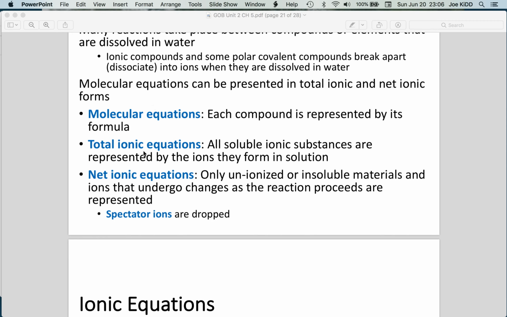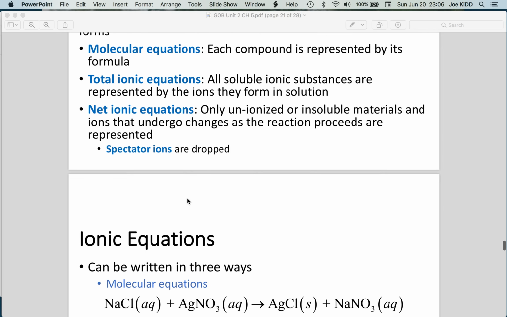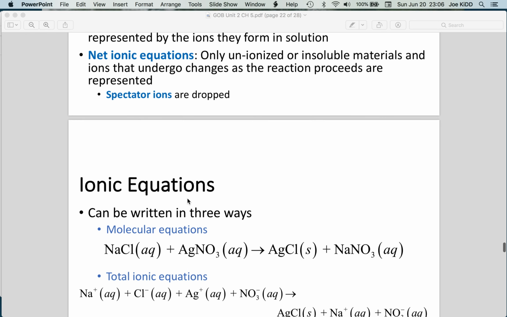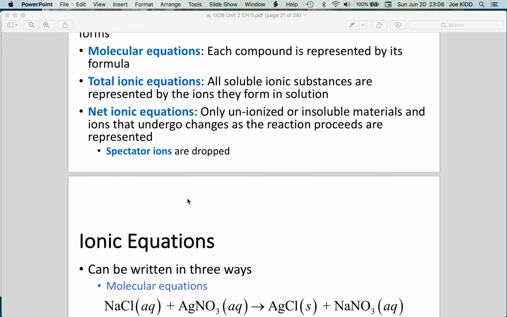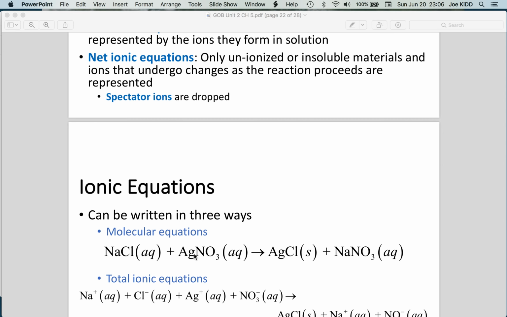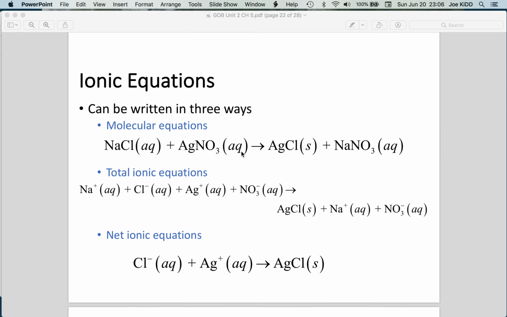The new ones that we're going to talk about are total ionic equations and net ionic equations. And these will be in ionic compound situations, which hopefully makes sense. So the first thing we're going to talk about are total ionic equations. Let's look at an actual example. Here is a molecular equation. This is how we've been writing things.